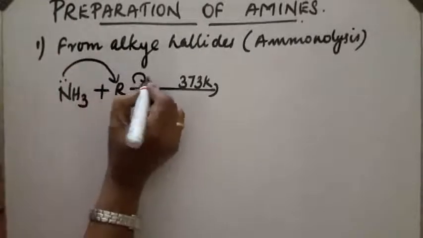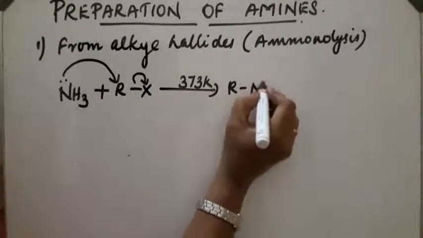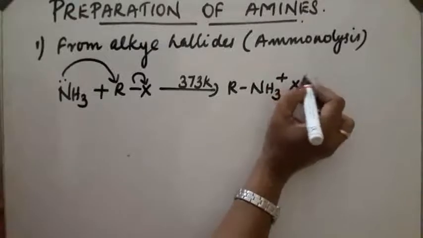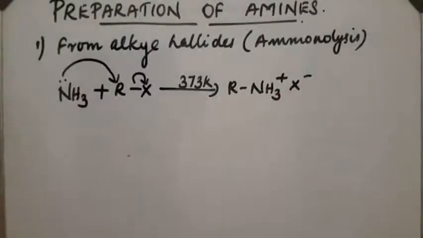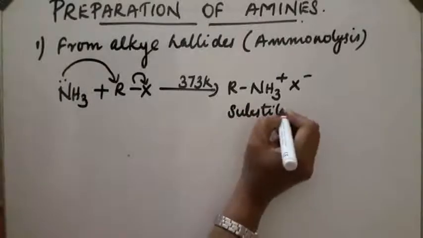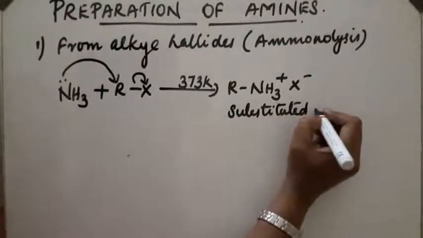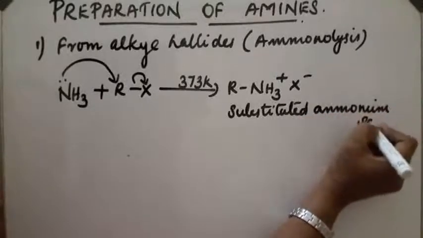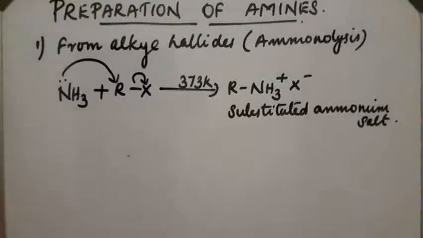Like this. So the product will be RNH3+ X-. A substituted ammonium salt is obtained, from which different products like primary amines, secondary amines, tertiary amines and quaternary amines are obtained, and a mixture of all these products is obtained.